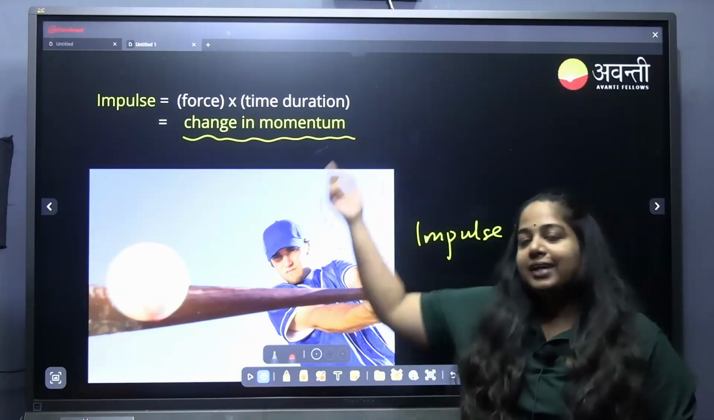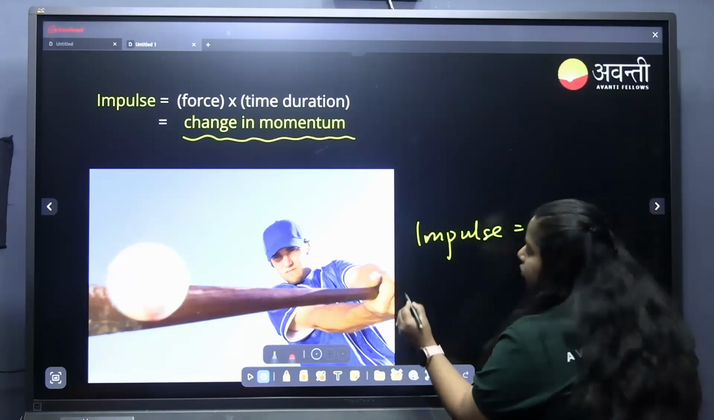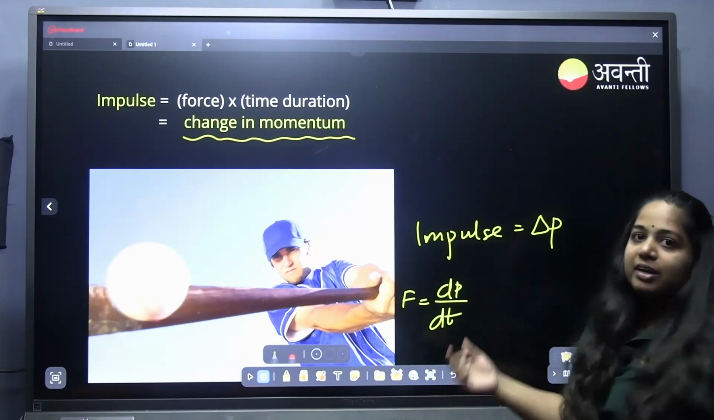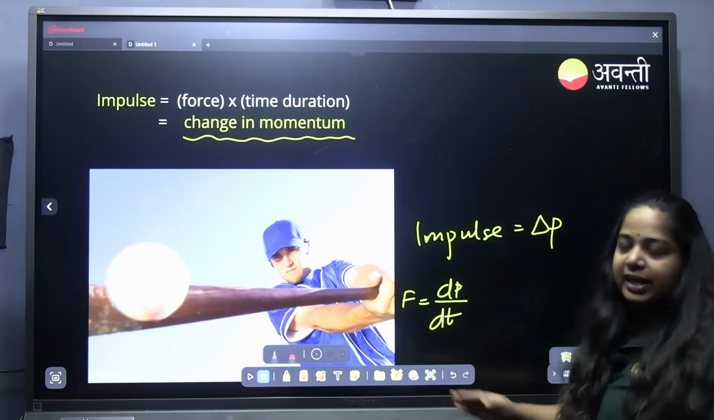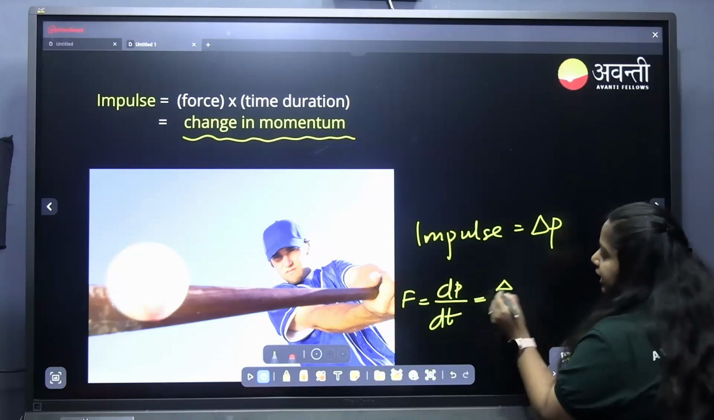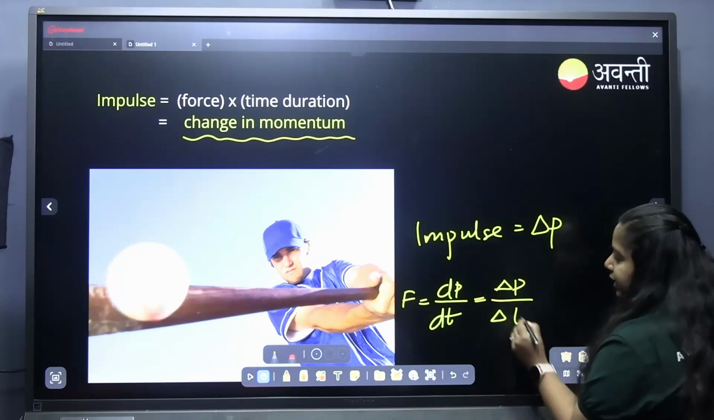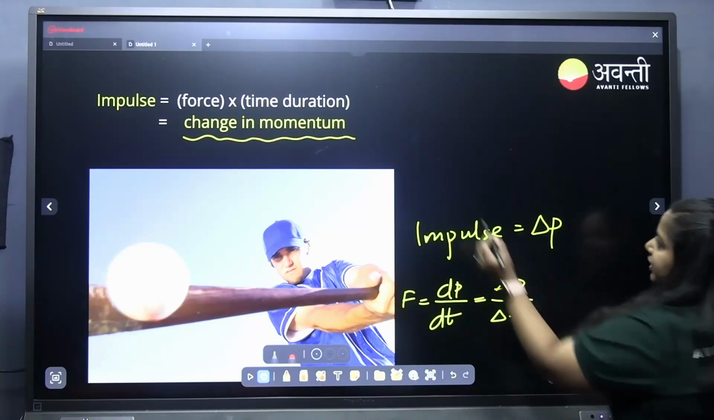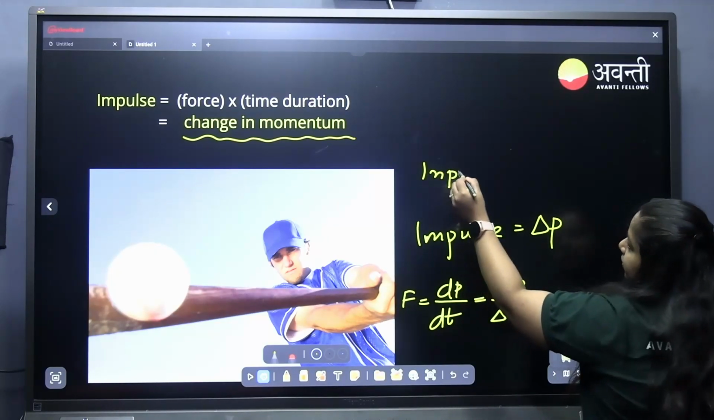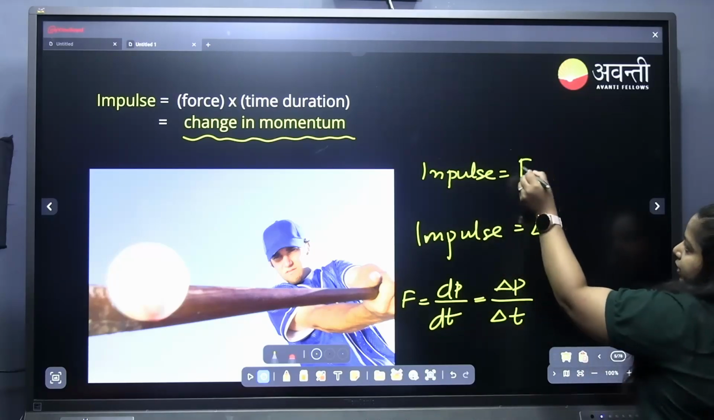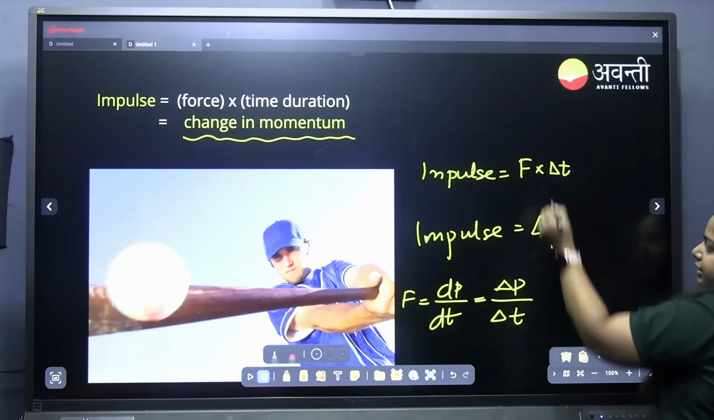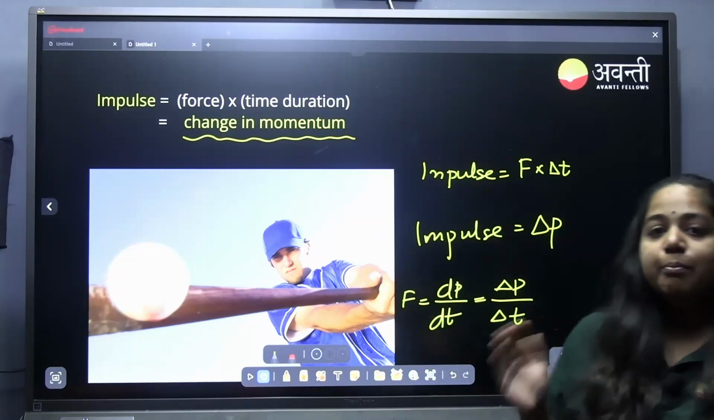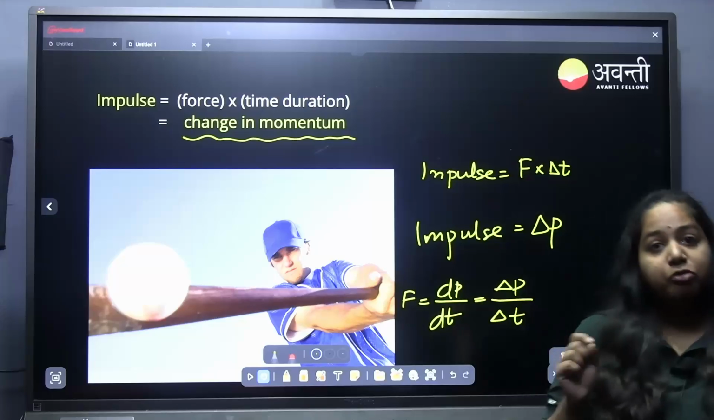And why does force act here? We know that force equals dP by dt in infinitesimal change. If it is a finite quantity, we can write it as delta P by delta T. That's why to find impulse, we can find impulse equal to F into delta T, that is change in momentum. I hope everybody understands this. Impulse is change in momentum, not a force.